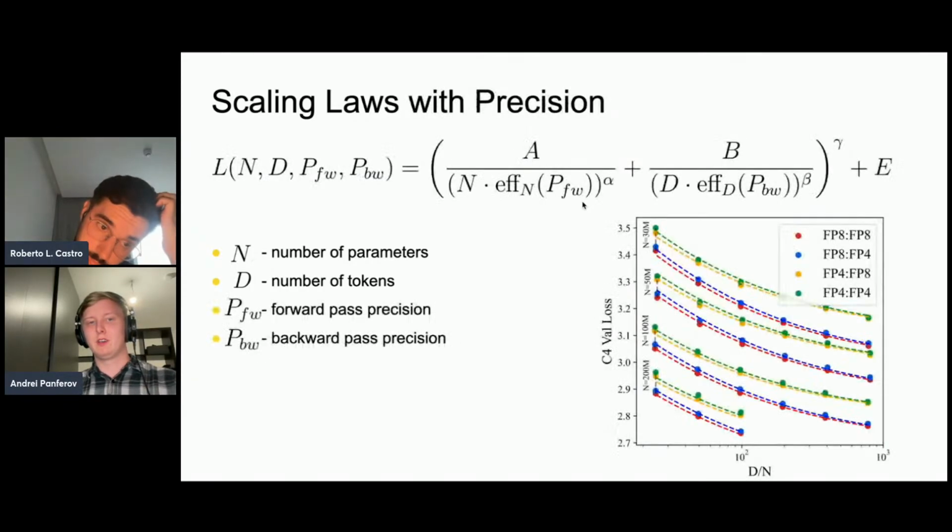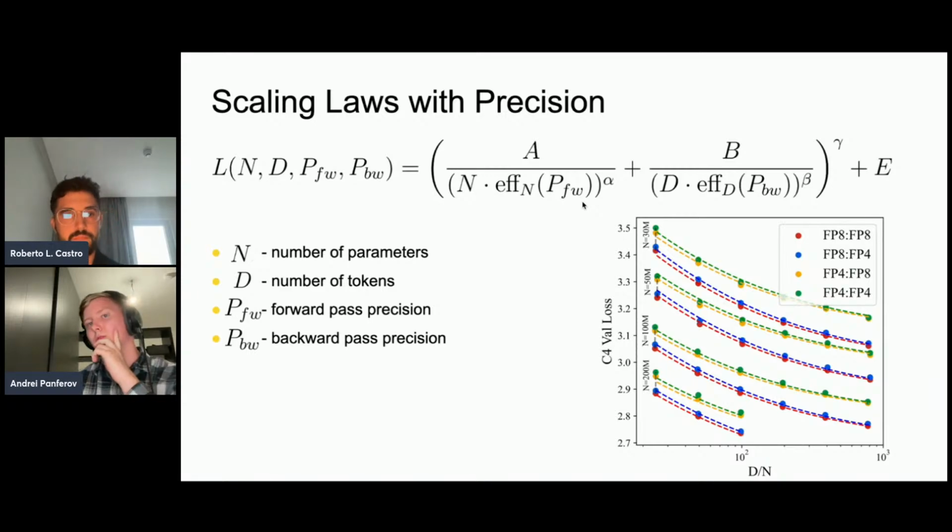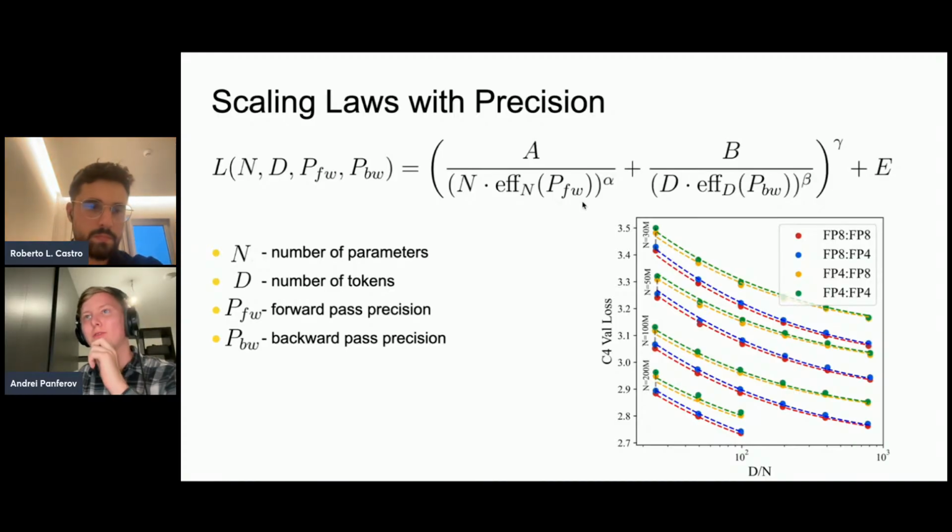And we can extrapolate this idea to include precisions into the equation, and this is the scaling law that we used in the end for our own description of quantized training performance as a function of parameter count N, number of tokens D the LLMs were trained on, forward precision P forward for a certain training method, and backward precision P backward for a certain training method. And let's break down the scaling law.